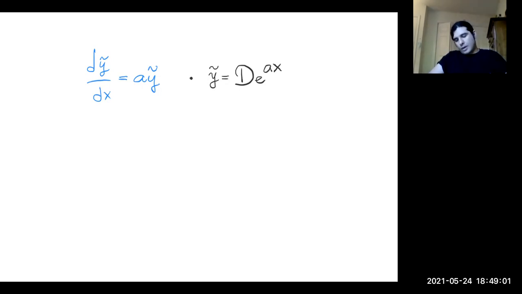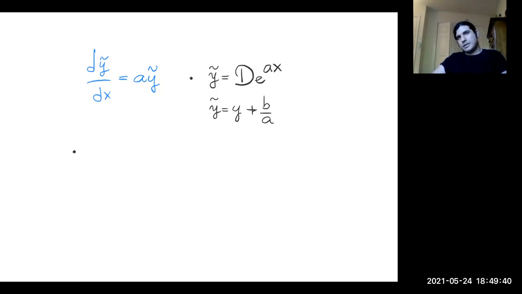But what is y tilde? Remember, y tilde was y plus b over a. So I can just substitute this into the equation. Y tilde is equal to y plus b over a and is supposed to be equal to d times e to the ax. If I take b over a to the other side, I can get y is equal to a constant times e to the ax minus b over a. And that would be the solution to the equation.